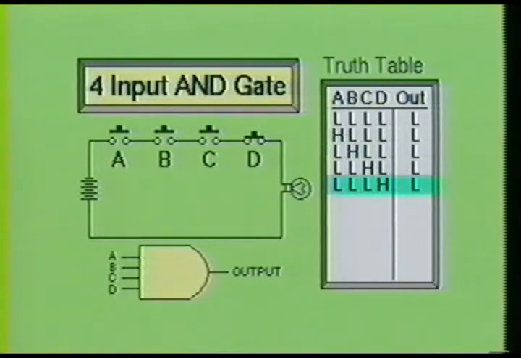Next, by energizing only switch D, the lamp remains in an off mode. Once again, the truth table shows that a low on switches A, B, and C and a high on switch D will produce a low at the output.